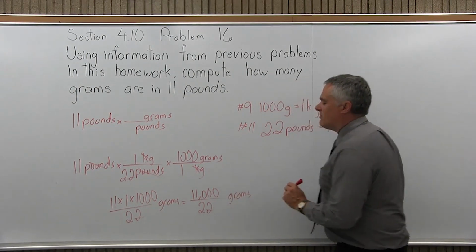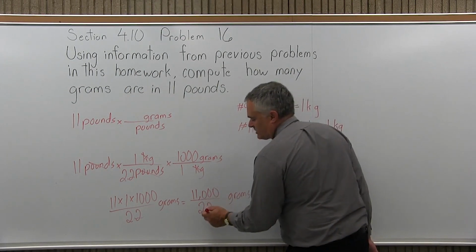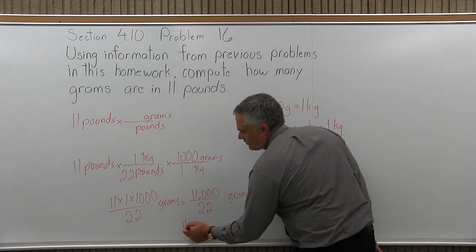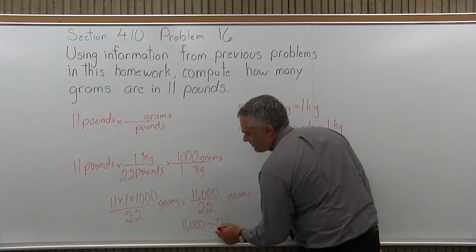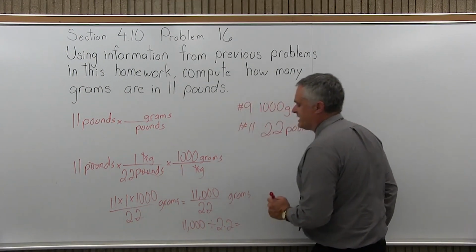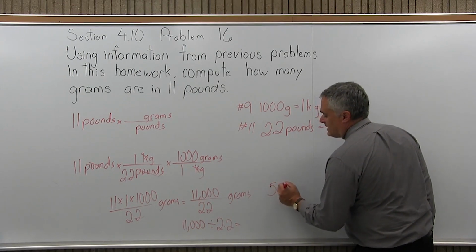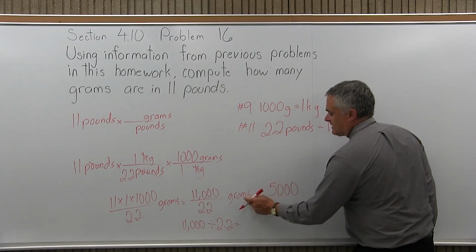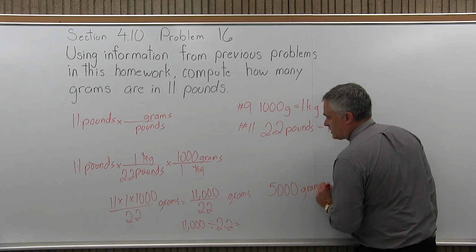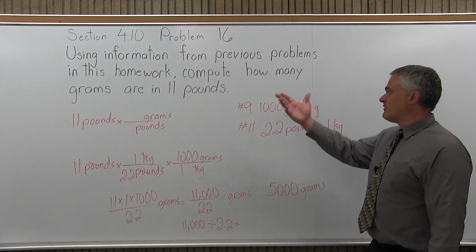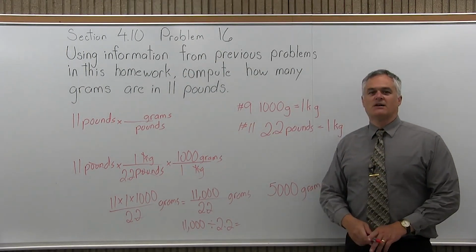Now, this you may or may not be able to do without a calculator. I can see the answer, but a lot of you would probably want to just enter the numerator of 11,000, divide by the denominator of 2.2, hit equals. And your calculator will tell you that comes out to a nice round number of 5,000. And again, your units of measure are in grams. So we've done it. It says we have 11 pounds, convert that to grams. 11 pounds converts to 5,000 grams.